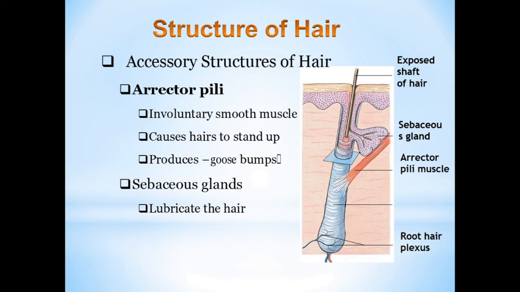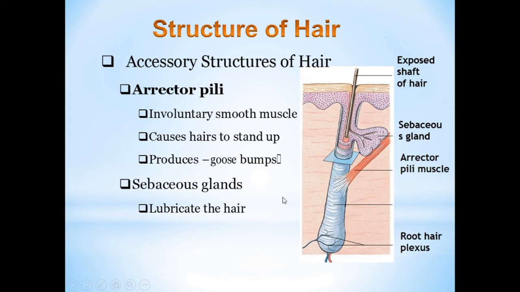This accessory structure of hair is the arrector pili. What is the arrector pili? In this picture you can see, here is the presence of this arrector pili muscle. This is nothing but the muscle, and it is an involuntary smooth muscle. It causes the hair to stand up and produces the goosebumps.